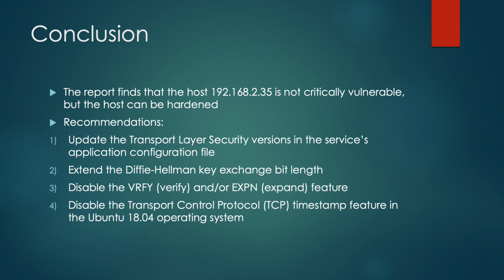Secondly, extend the Diffie-Hellman key exchange bit length. You can also find this in the recommendations and fixes sections for the services that have this exact vulnerability. Third, disable the verify and/or expand feature. And lastly, disable the Transmission Control Protocol, or TCP, timestamp feature in the Ubuntu 18.04 operating system.